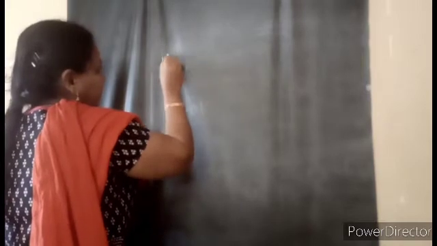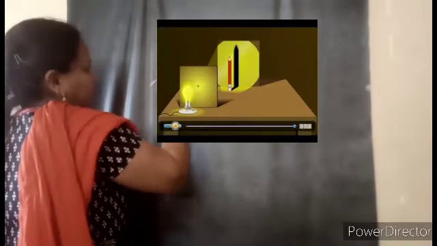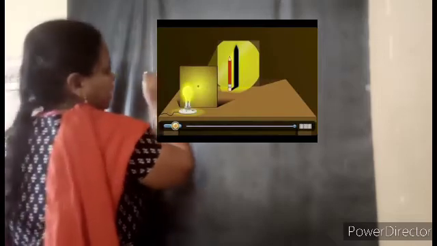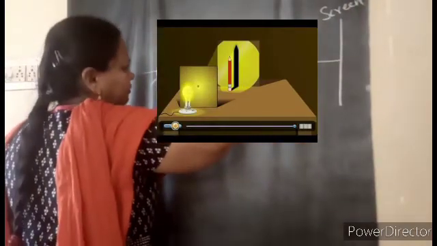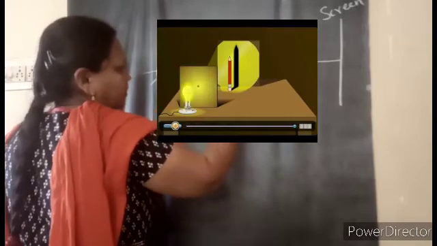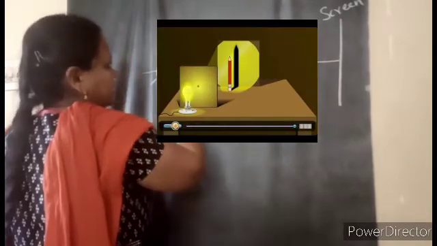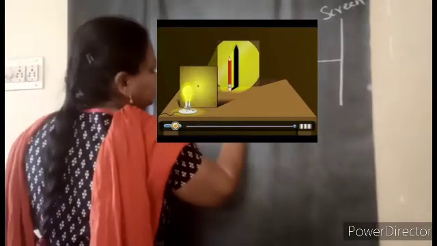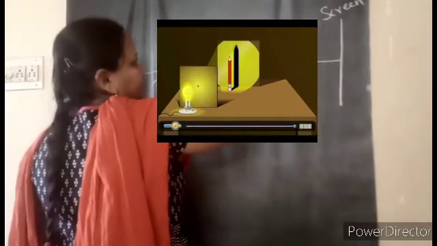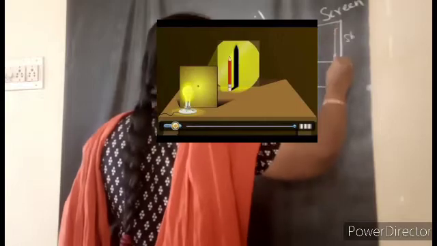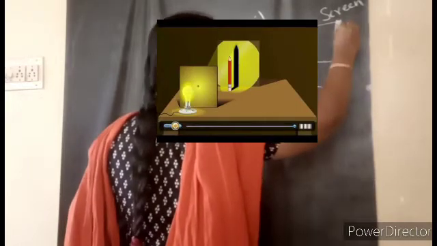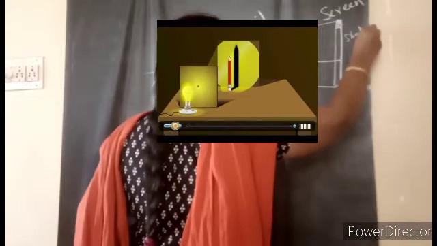A bulb can also be a source of light, children. Here is the screen, and you are going to hold an object, for example a pencil. You all have a pencil right now, or any object. The light will fall on this pencil, and you will be able to get the shadow. The shadow of the pencil will be formed here on the screen.